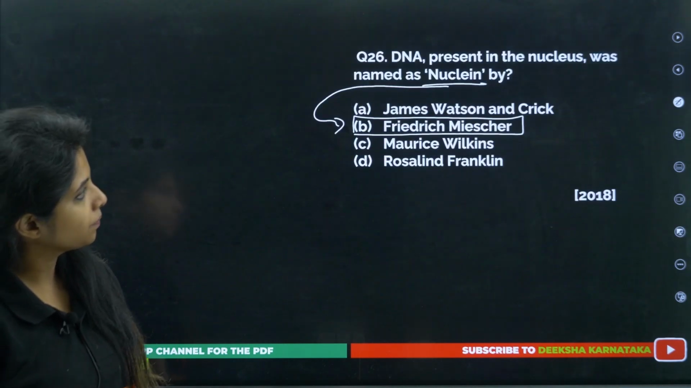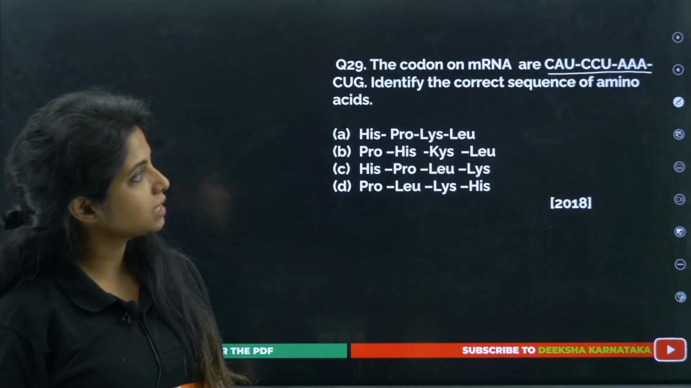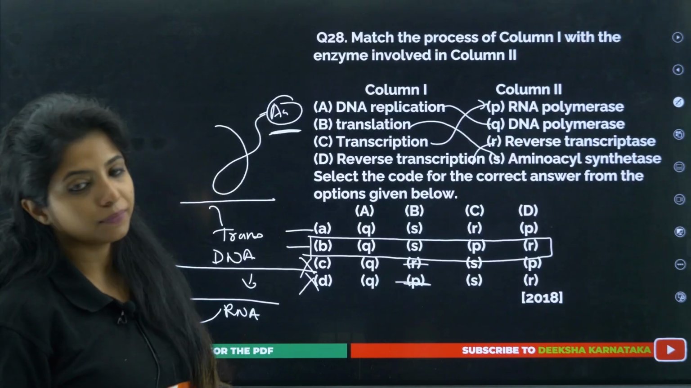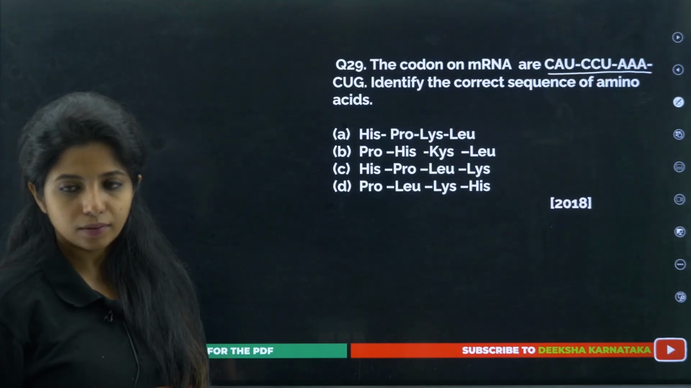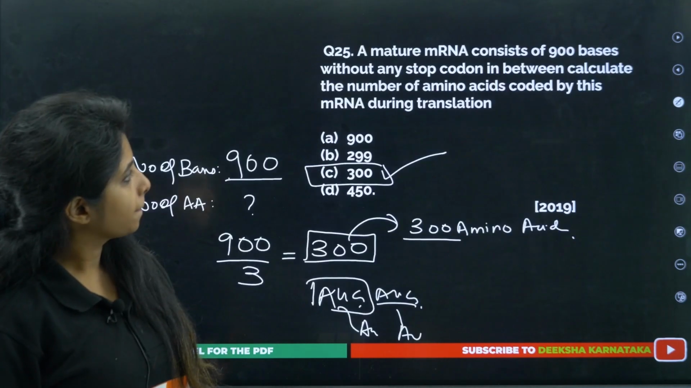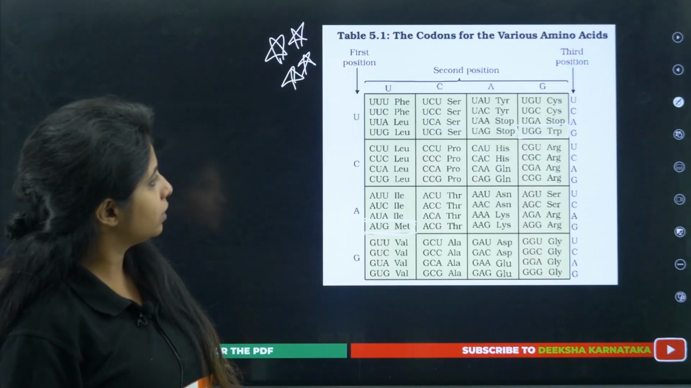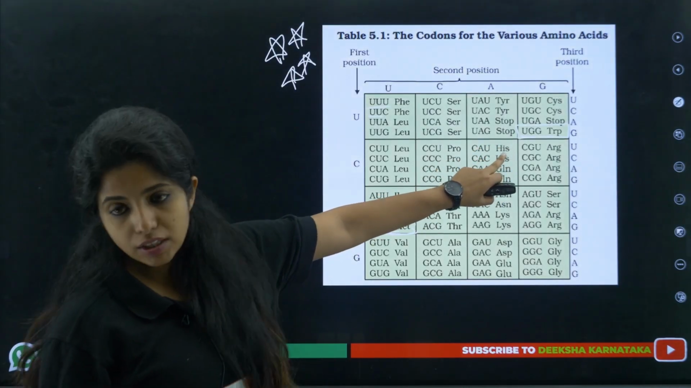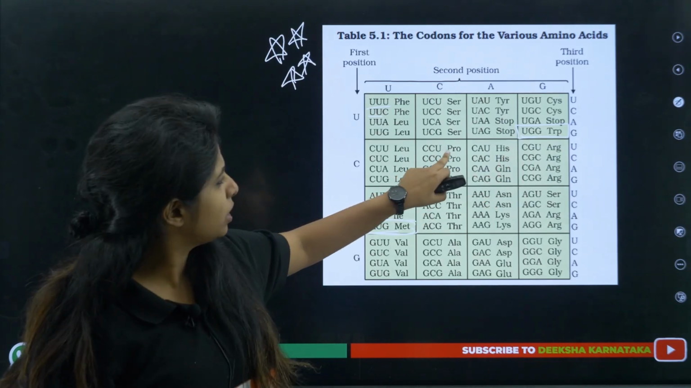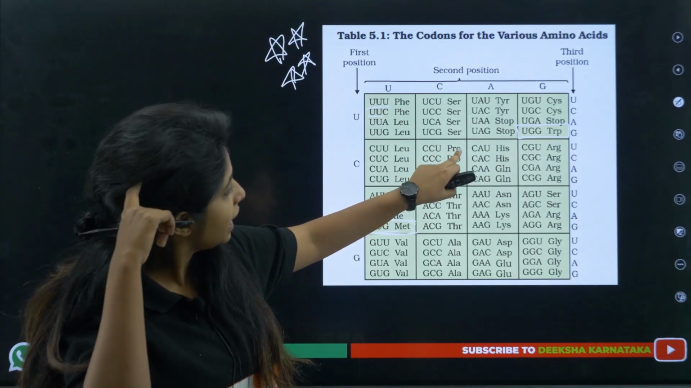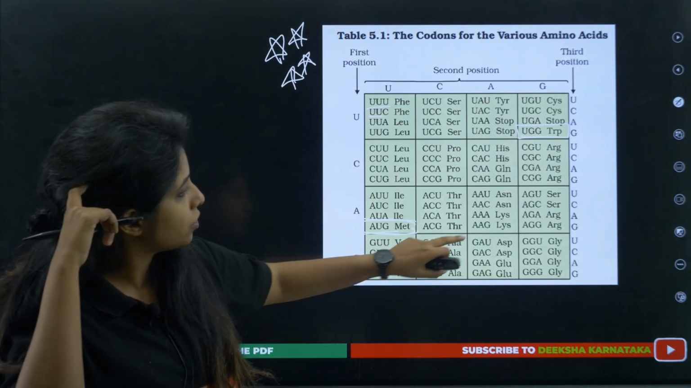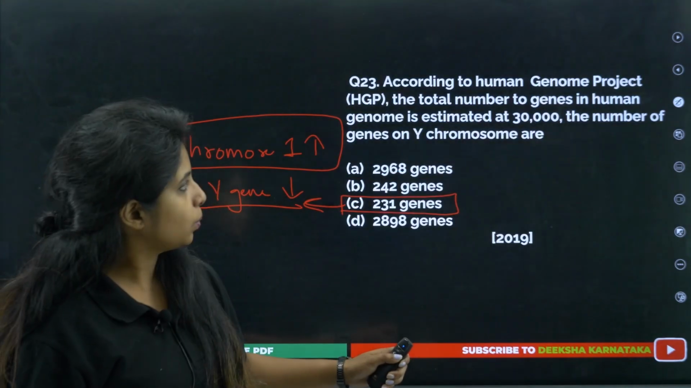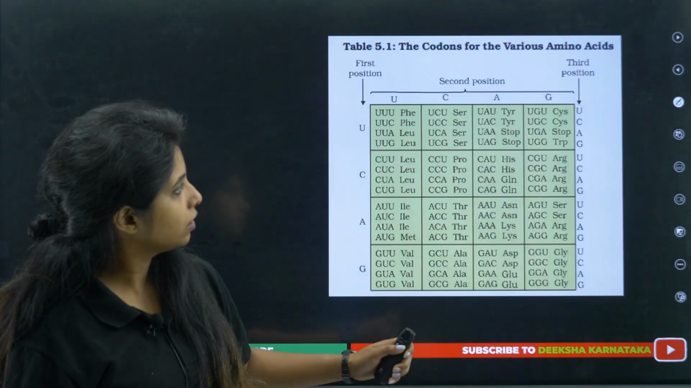Okay, just a second. CAU, CCU, AAA. Wait. Where is it? CAU, as I said, is for histidine. CCU, it was asked, is for proline. And then AAA is there. Where is AAA, my dear children? It will be somewhere here. Yes, it is for lysine. So with this, what do you get as answer?